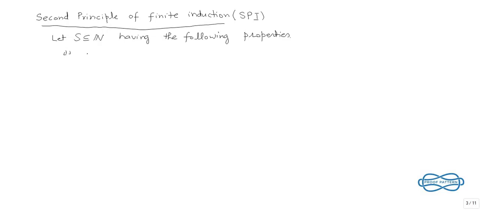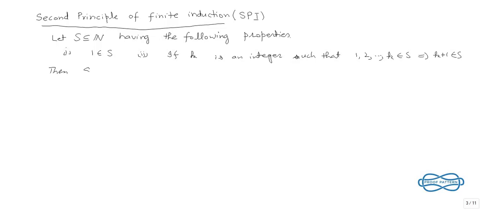Number one is that 1 belongs to S, and the second is: if k is an integer such that whenever 1, 2, and so on up to k belong to S, this implies k plus 1 belongs to S. If these two conditions are satisfied by a subset, then we see that this S must be equal to the complete set of natural numbers.